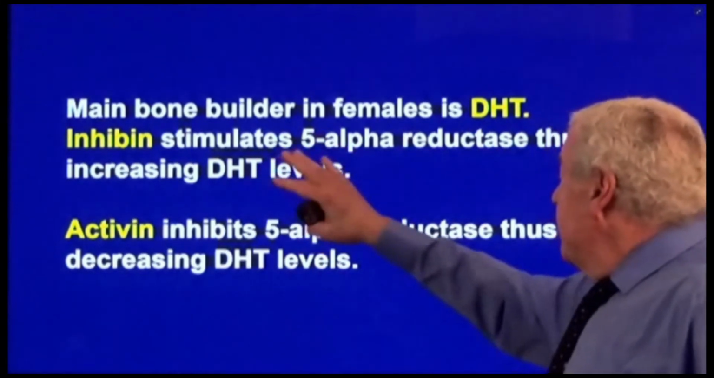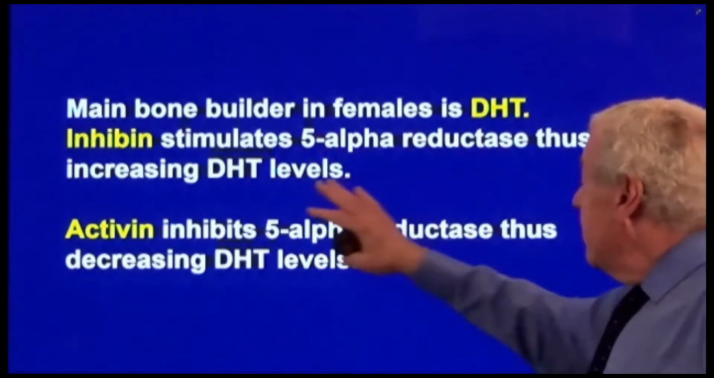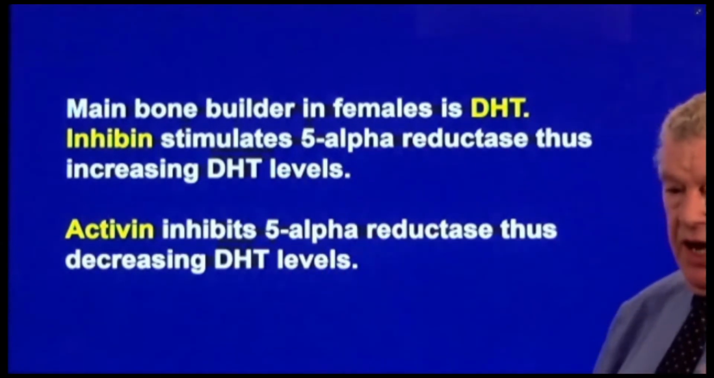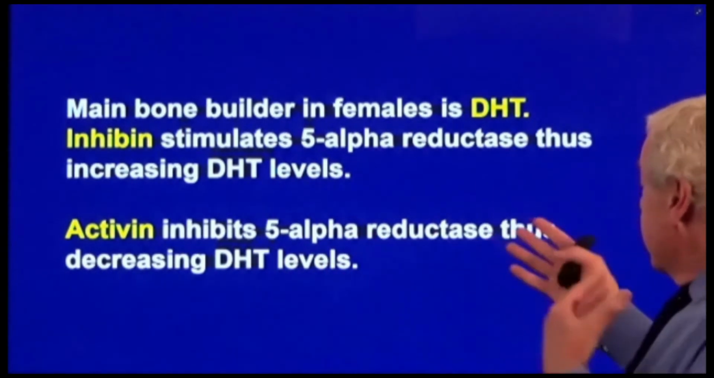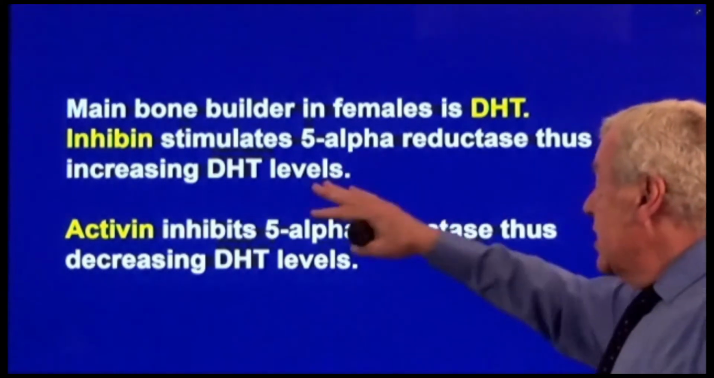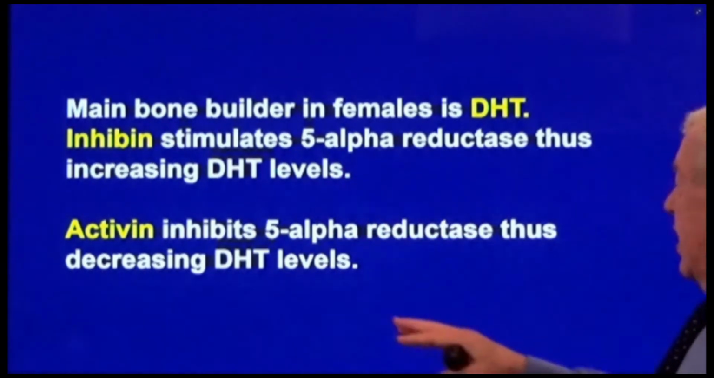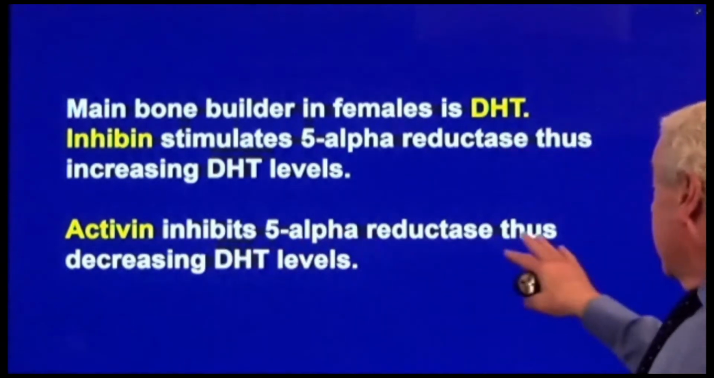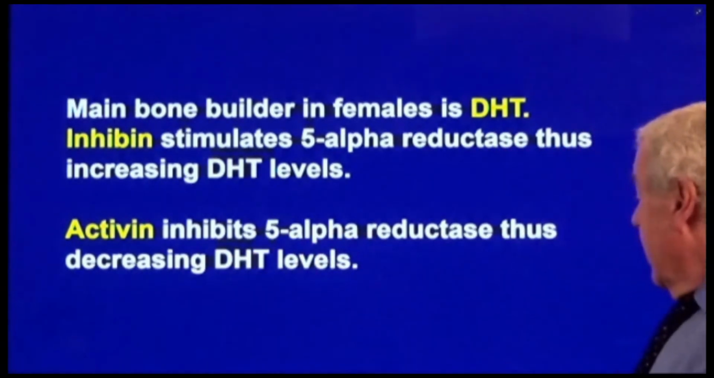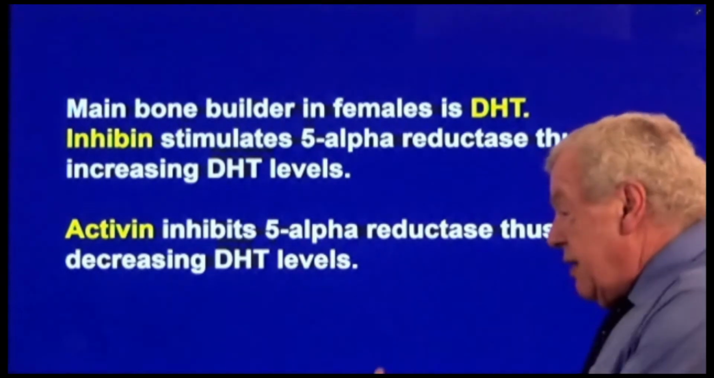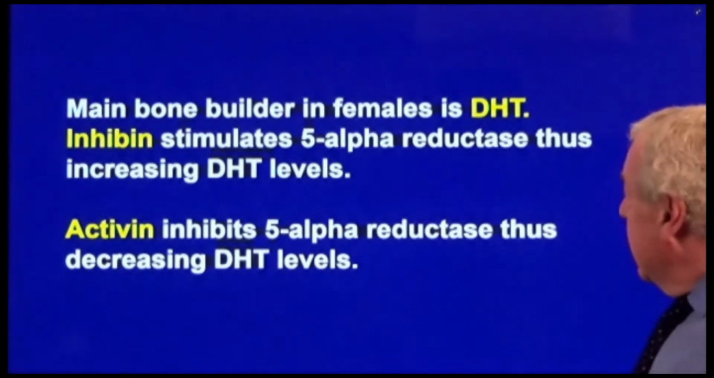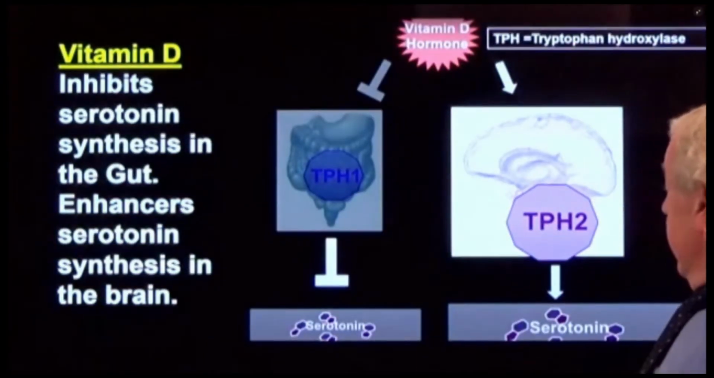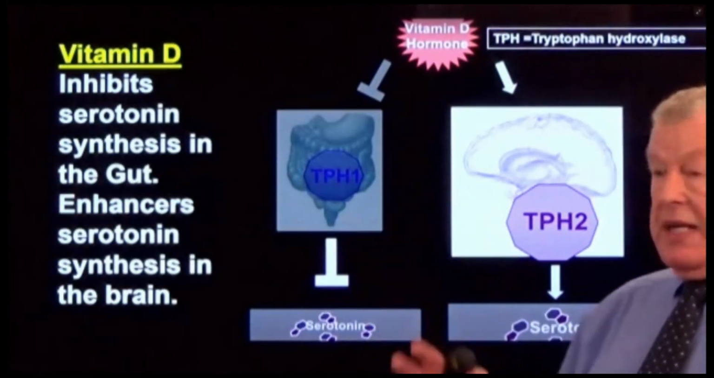Inhibin stimulates 5-alpha reductase, thus increasing dihydrotestosterone levels. So in a sense, high inhibin stimulates the conversion of testosterone into dihydrotestosterone, whereas high activin, which we get in the perimenopausal period, inhibits 5-alpha reductase, thus decreasing dihydrotestosterone, which may lead to the effect of osteopenia and eventually osteoporosis or bone loss. We've mentioned a lot about vitamin D in there.